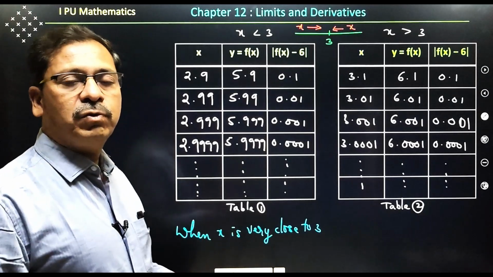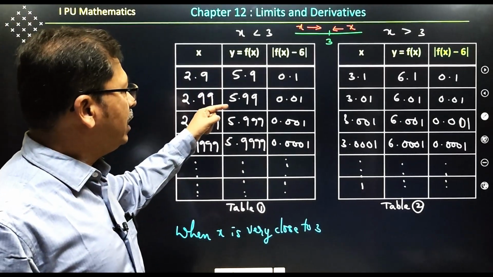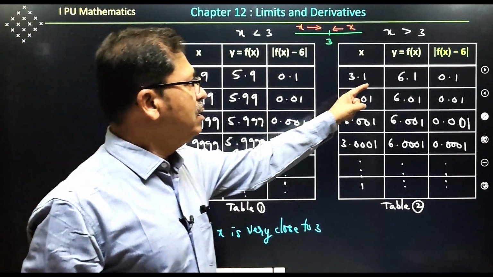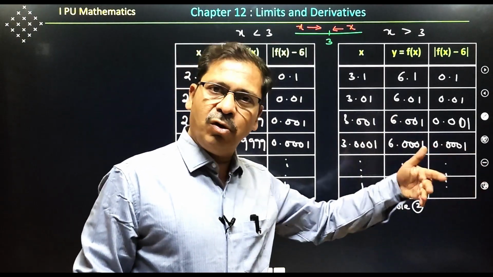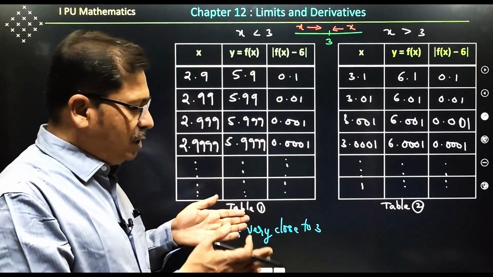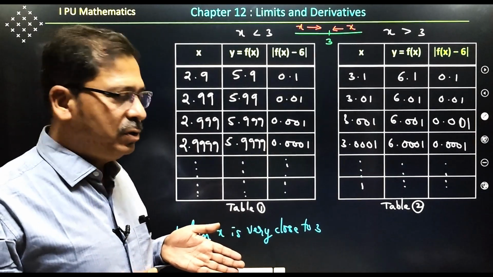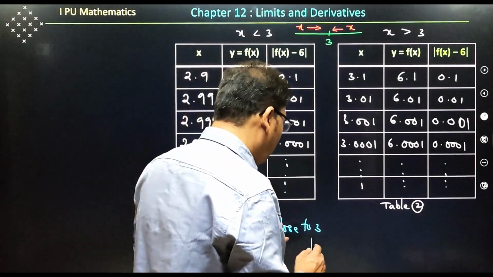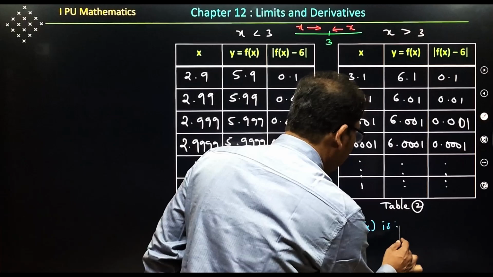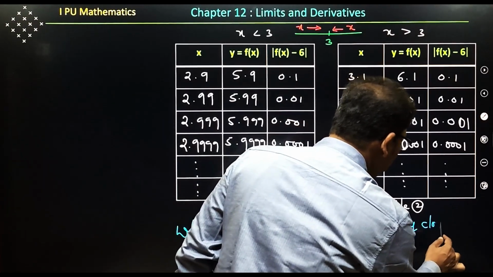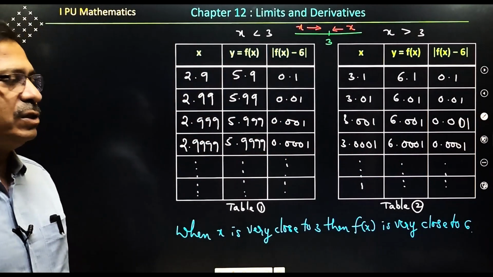It is approaching towards what? Can you respond? Observe both the tables: 5.9, 5.99, so on, 5.9999. Here, 6.1, 6.01, 6.001, 6.0001, so on. If you observe, the f(x) value is approaching a certain value. What is that value? Yes, very good. When x is very close to 3, then f(x) is very close to 6. Very close means nearer and nearer.